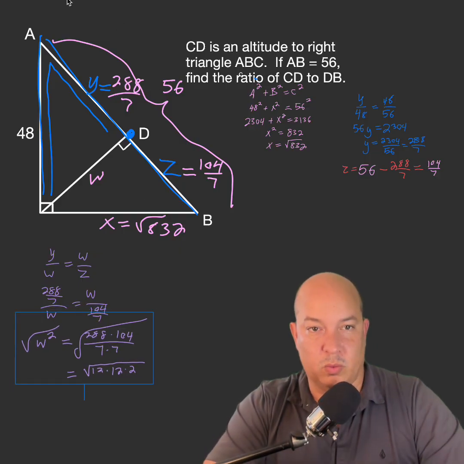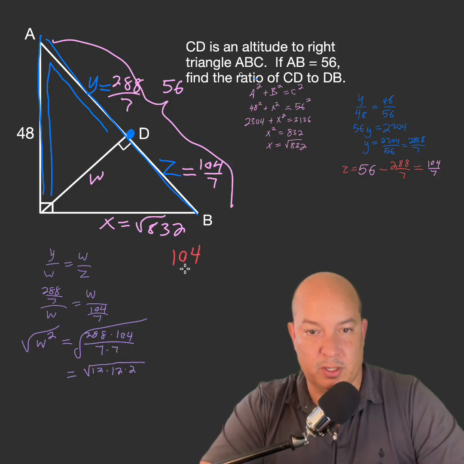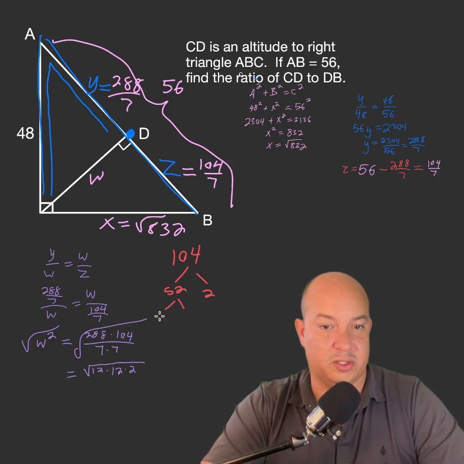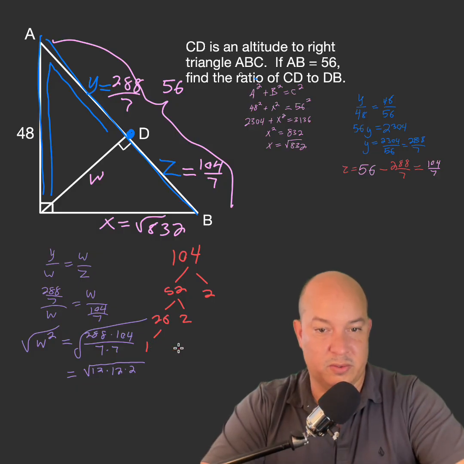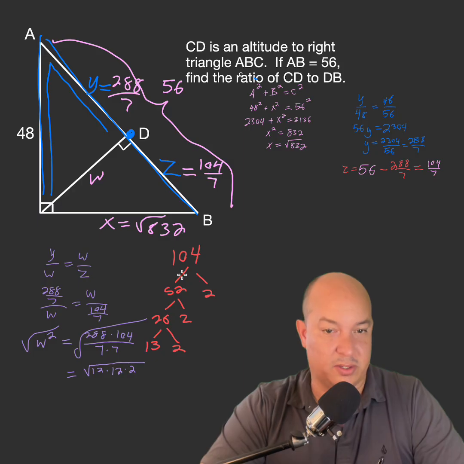Okay, so 104, I'm just going to do this off to the side. 104 is really 52 times 2. 52 is really 26 times 2. 26 is really 13 times 2. And if you're someone who needs help simplifying radicals, then welcome. And so 104 is really 2 to the third power, there are 3 of them, times 13.